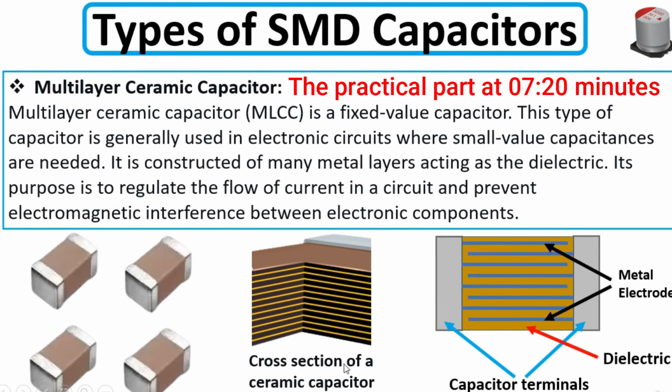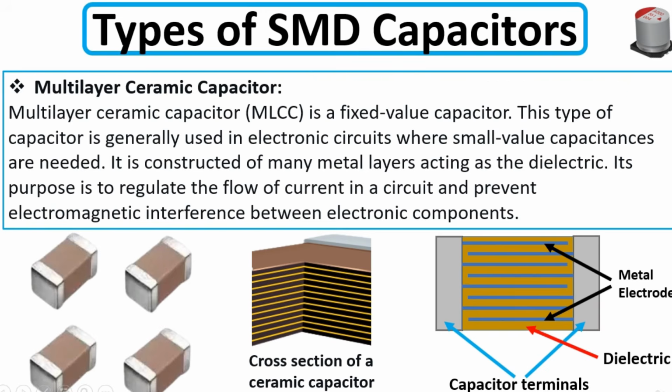Okay, so here we have a cross section of a ceramic capacitor. As you can see, it is composed of many layers, and here is the insulation material between the layers. Here we have the ceramic capacitor terminals, exactly like this. And of course here, this is the metal electrode, and here, this is the dielectric or insulation material.